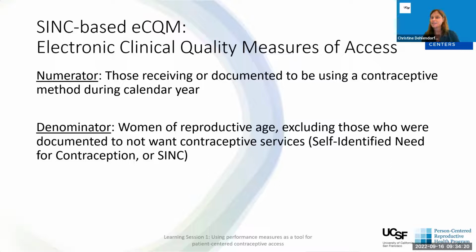And then the denominator is women, female-identified patients in the EHR of reproductive age. 15 to 44 is the definition that's used most commonly, excluding those who said that they didn't want contraceptive services per the SYNC question. And that's really, again, the desire to make sure we're capturing this among people who want to be using contraception, not among everybody with any assumptions about what people should be wanting. Next slide.